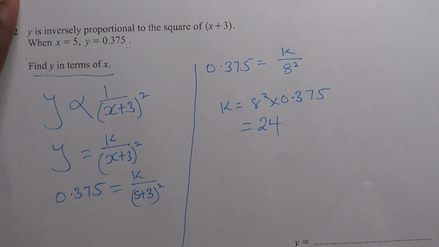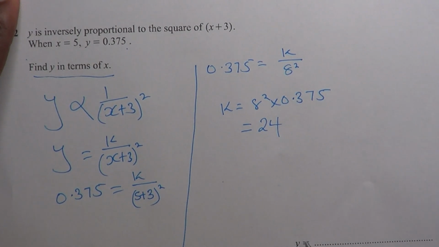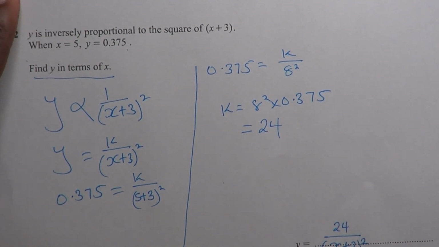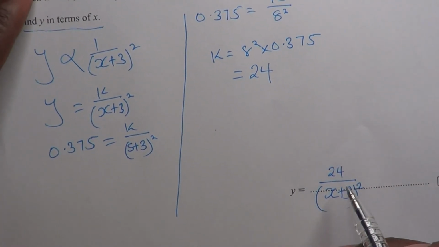But now we are told to find y in terms of x. For us to find y in terms of x, it will be y equals k, which is the constant, that is now 24, over x plus 3, squared. That's y equals 24 over x plus 3 squared.